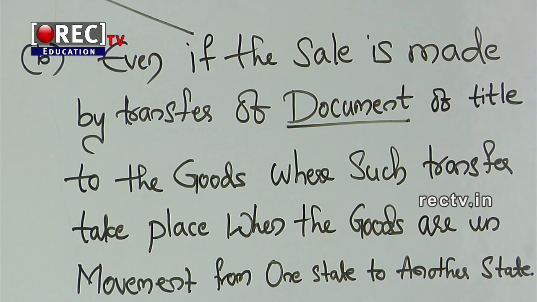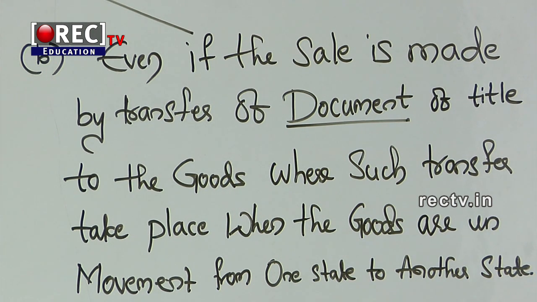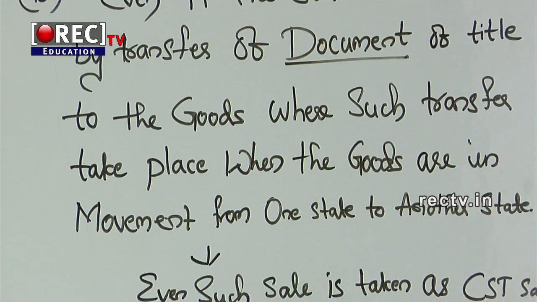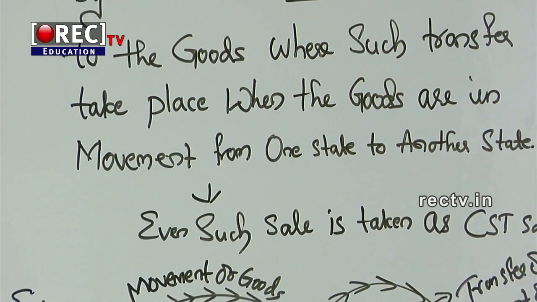So friends, what is Section 3? Section 3 means dealing with interstate sales. When is a sale treated as an interstate sale? When the sale occasions the movement of goods from one state to another state. Even if the sale is made by transfer of document of title to the goods, when such transfer takes place when the goods are in movement from one state to another state, even such a sale is also known as a CST sale. Let us consider a small example given below.